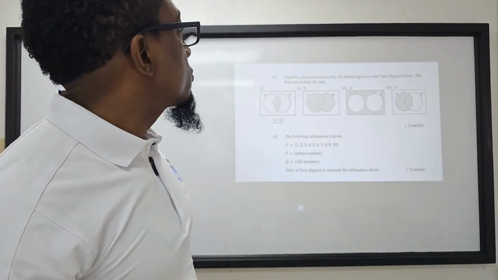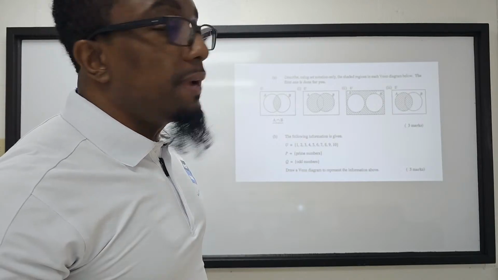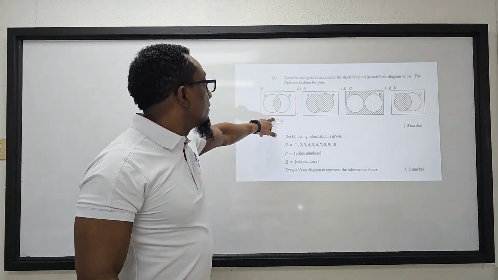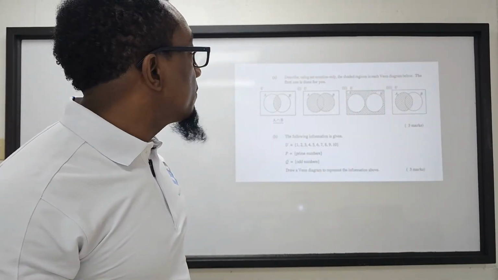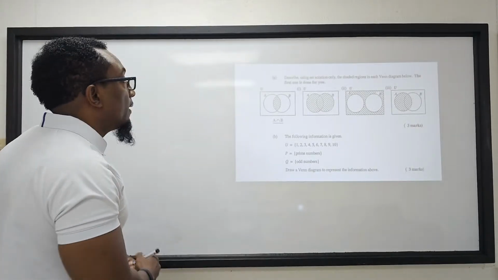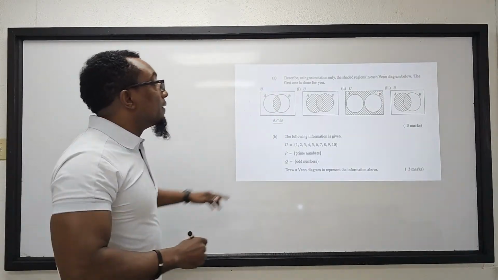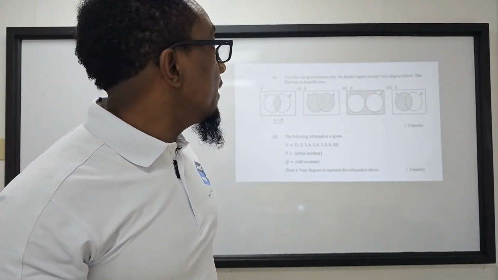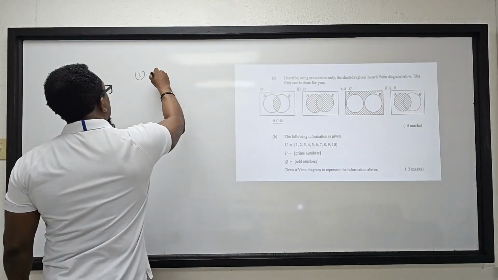So they ask us to describe using set notation only the shaded regions in each Venn diagram below. The first one is done for you. So this is clearly intersection. So they want us to use set notation to describe the shaded region. So A intersect B is first. The set, well, they give us as an example, but part 1, this clearly is what? The union. So you see that that's the union of A and B. A and B are the two subsets given, and that is the union representing that shaded region.